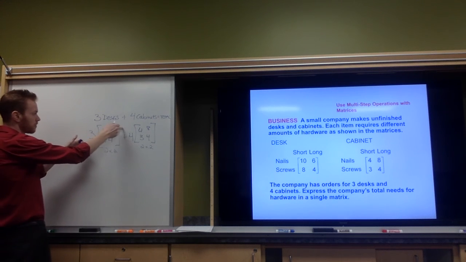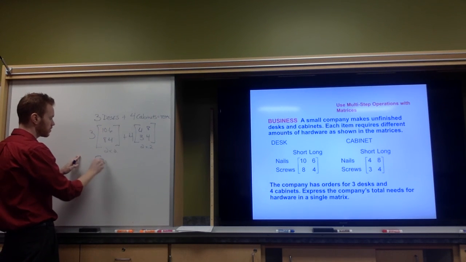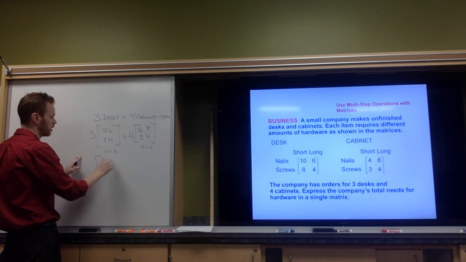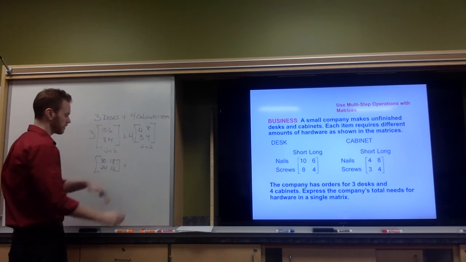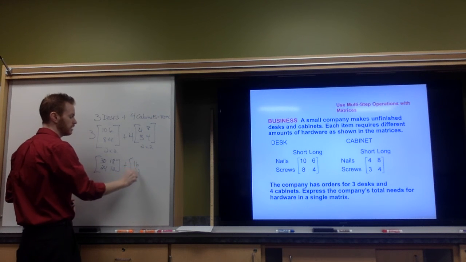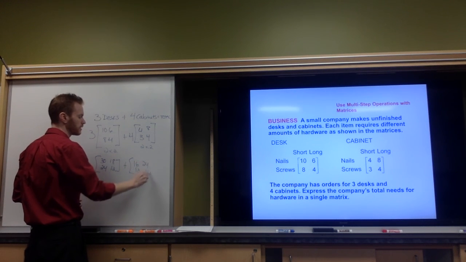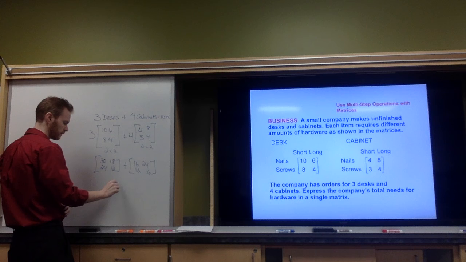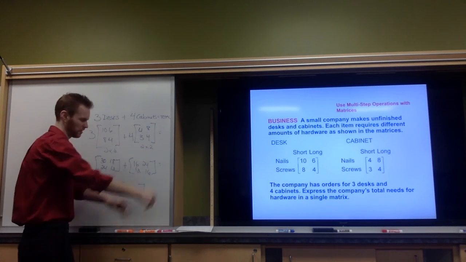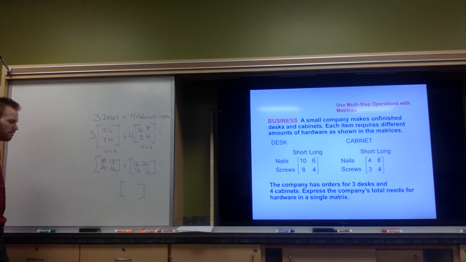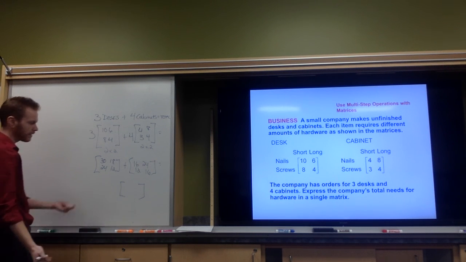So I'm going to multiply this by 3 first. So I get 30, 24, 18, and 12. For this one, I'm going to multiply everything by 4. So 16, 12, 24, and 16. I'm running out of space here, guys, so I can't put a matrix there. So far, so good. Now we add the final result.